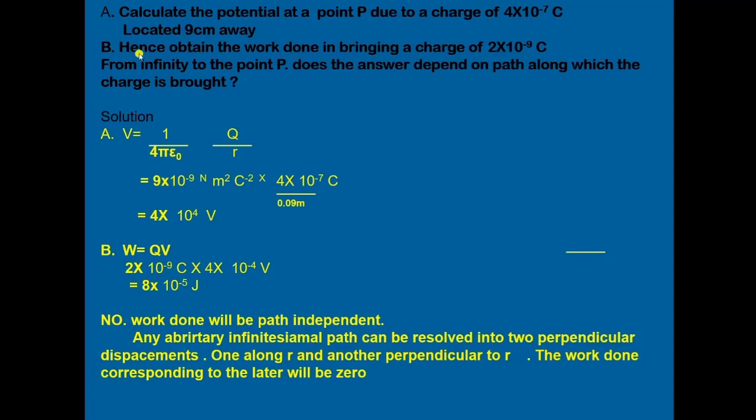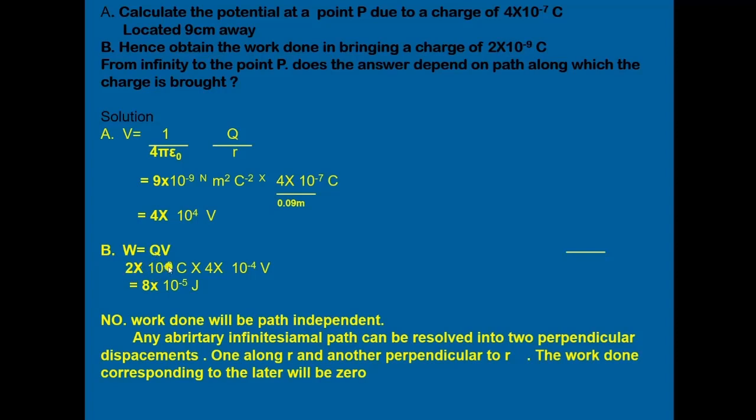Come to the second part. Obtain work done in bringing a charge of 2 into 10 to the power of minus 9 coulomb from infinity to the point P. Now we have to obtain the work. Work is equal to charge into potential. Simple, very simple. Charge given here is 2 into 10 to the power of minus 9 coulomb and the V we have calculated here.